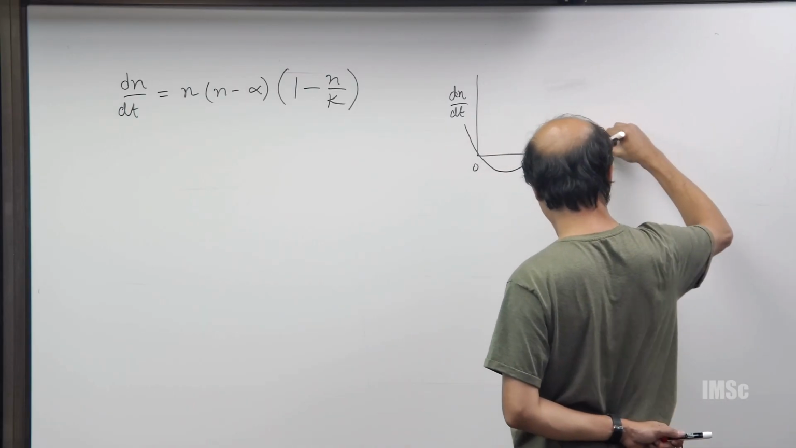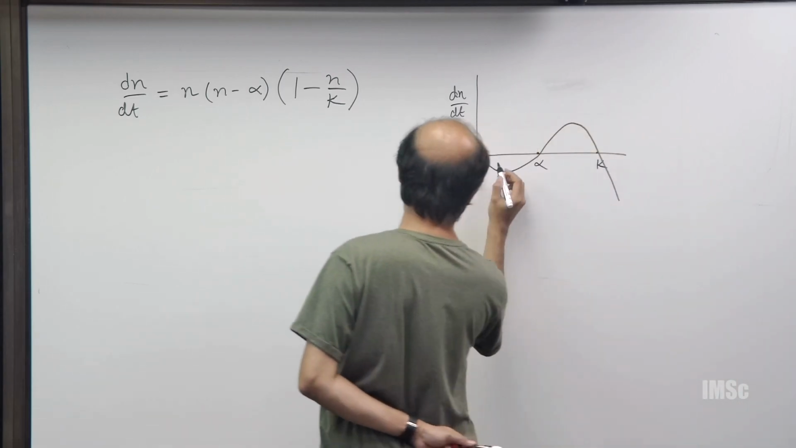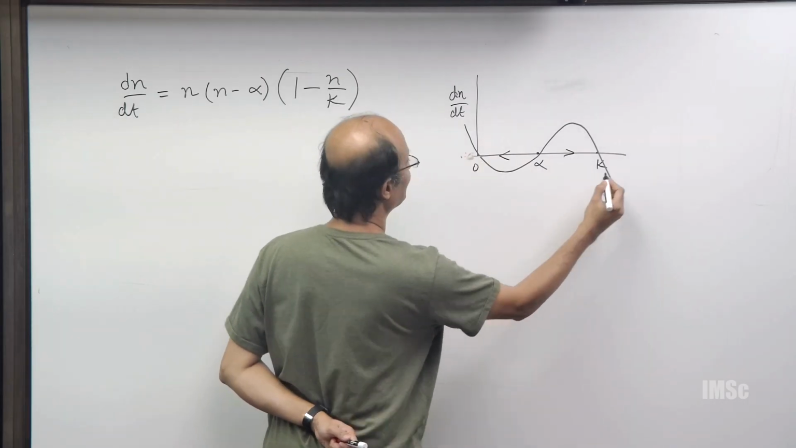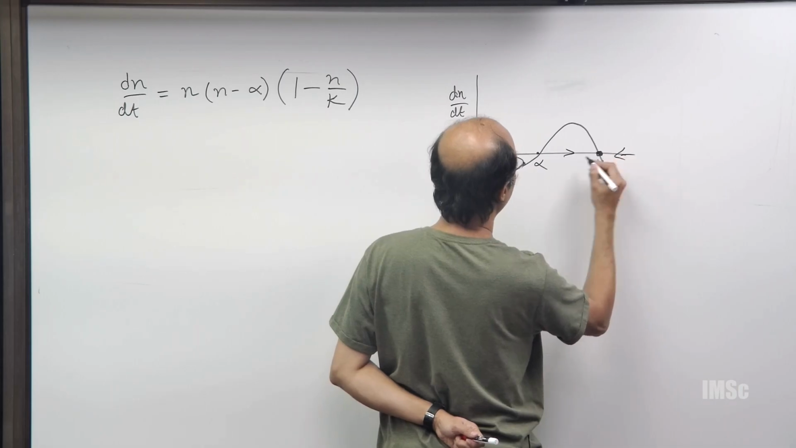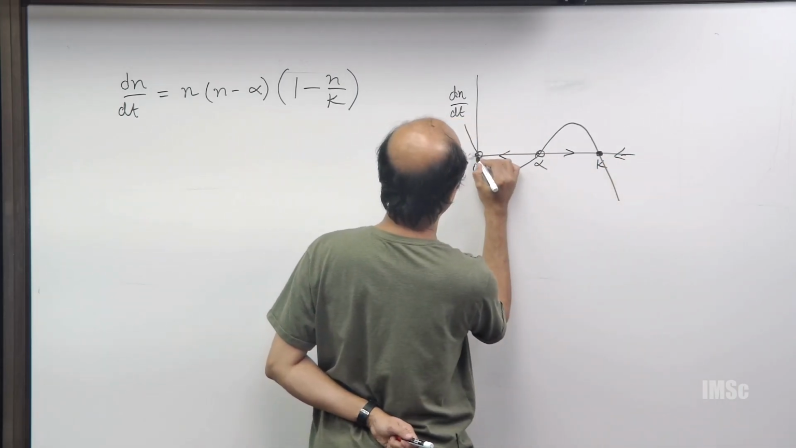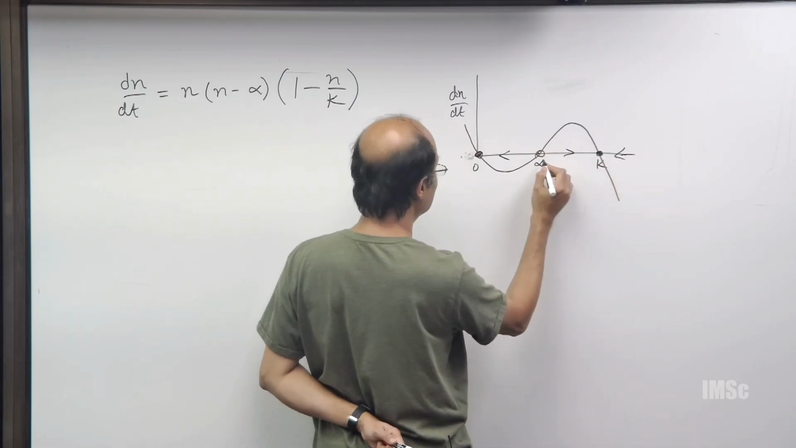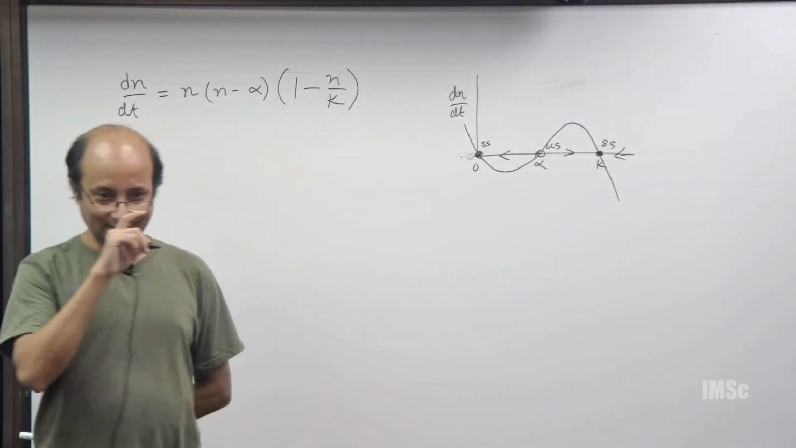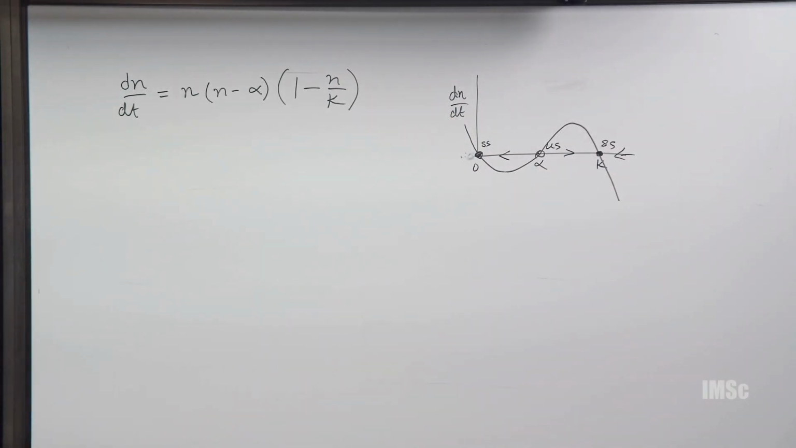This part, here will it be positive or negative? Negative. So essentially this means that it will flow here, and it will flow here. So this is positive, this is unstable, sorry, this is stable, unstable, stable. Now what is the actual ecological meaning of this? Why would populations behave like this?